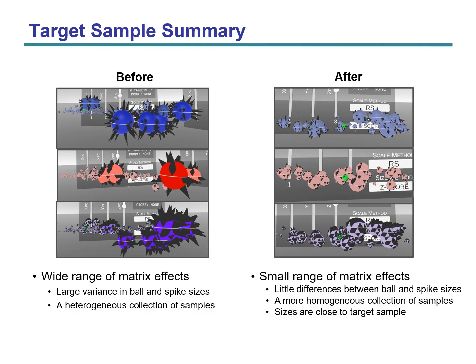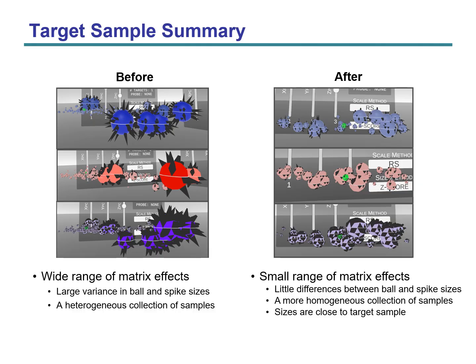Like we saw before, here's our before and after. The before is the full library with a large variance in the glyphs, sizes, and shapes. And after, the goal is to have a matrix match set. So there's little differences between the ball and spike sizes. This is a more homogeneous collection of samples, and the samples are all similar shaped to the target sample.